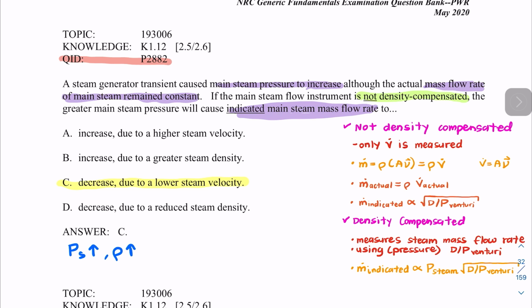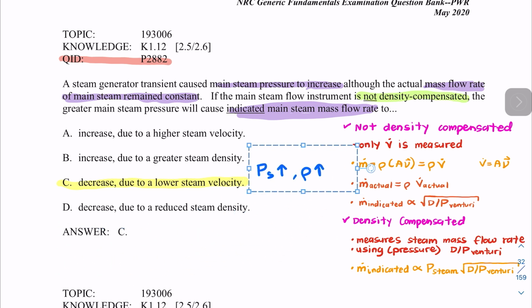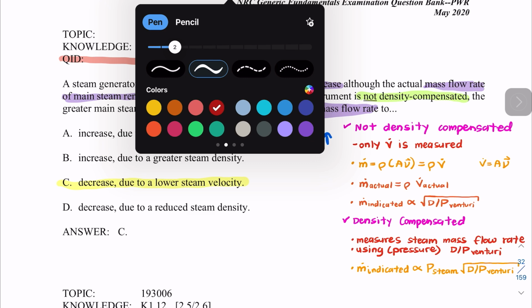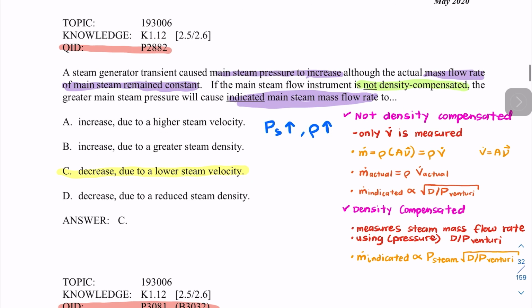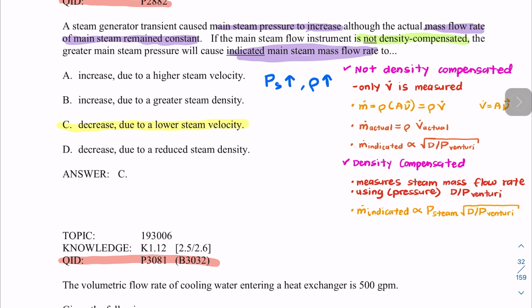So what's happening here? We are not density compensated. So if we are not density compensated, we are only affecting the volumetric flow rate. But remember, this gets a little bit interesting here, right? Because we have different formulas. We just need to make sure that we know how to do these relationships. So remember, not density compensated, only the volumetric flow rate is measured, right? But there's a way to get there.